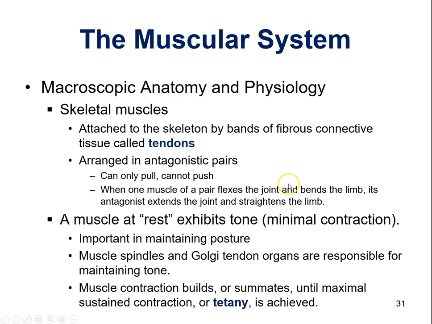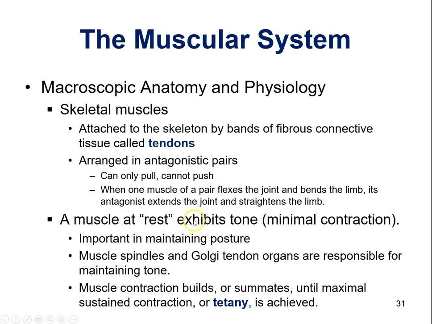Muscles can only pull. They cannot push. So the force that they exert is pulling. When they contract, they can pull, and then they're just relaxed. They cannot push. So I already said this here: when one muscle of a pair, think about biceps and triceps, flexes at the joint and bends the limb, its antagonist extends the joint and straightens the limb, okay? So they're in opposing action of one another.